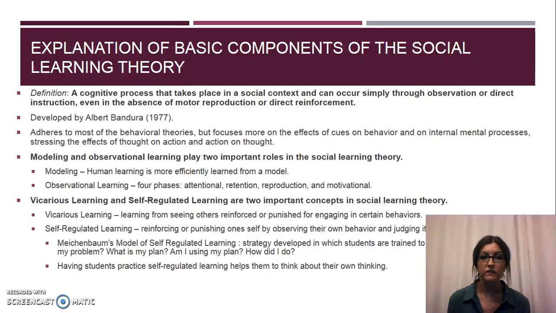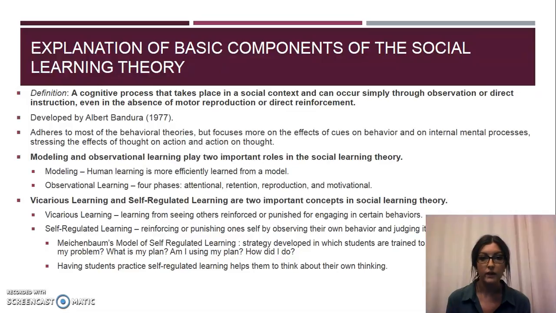It adheres to most of the behavioral theories, but focuses more on the effects of cues on behavior and on intentional mental processes, and stresses the effects of thought on action and action on thought. Modeling and observational learning play two important roles in the social learning theory. Modeling has to do with human learning being more efficiently learned from a model, and observational learning has 4 phases: attentional, retention, production, and motivational.